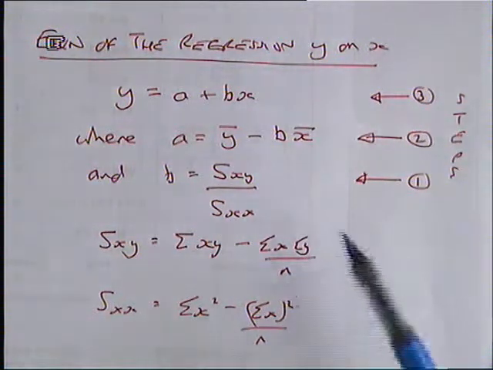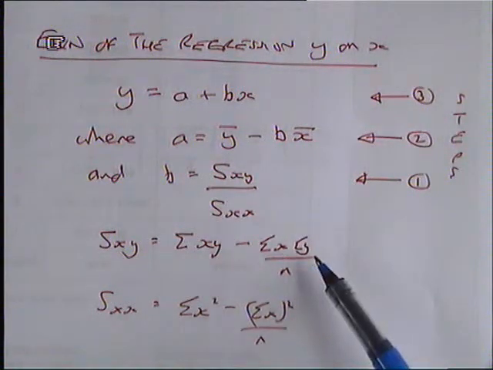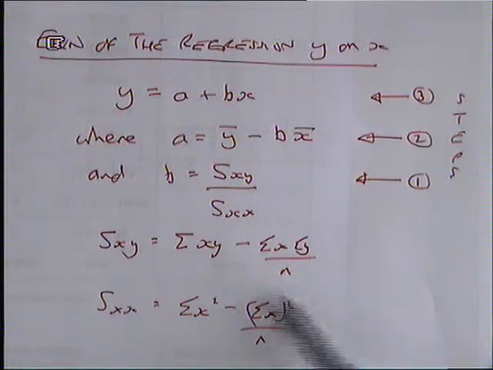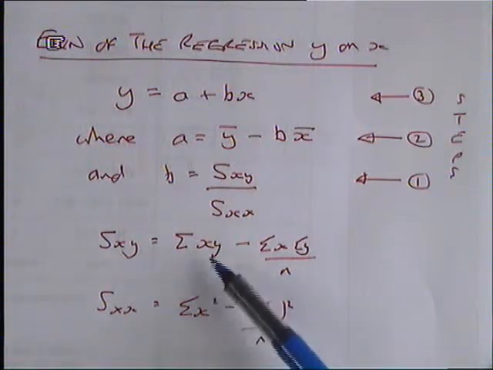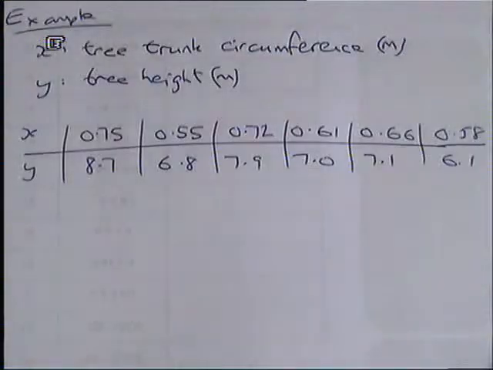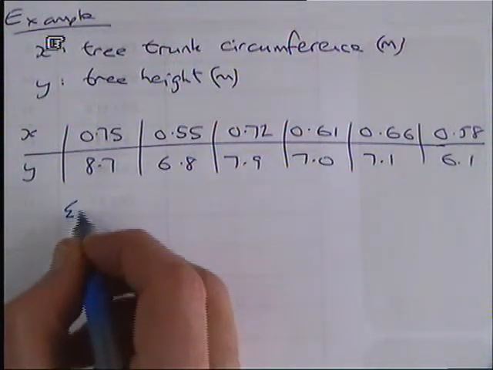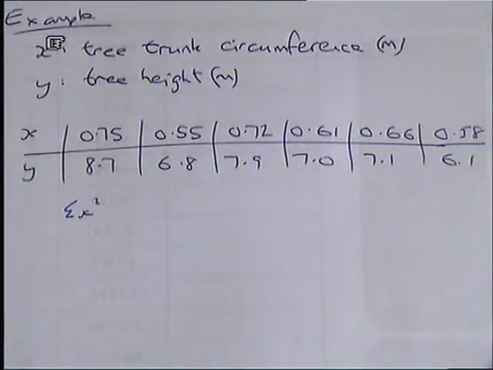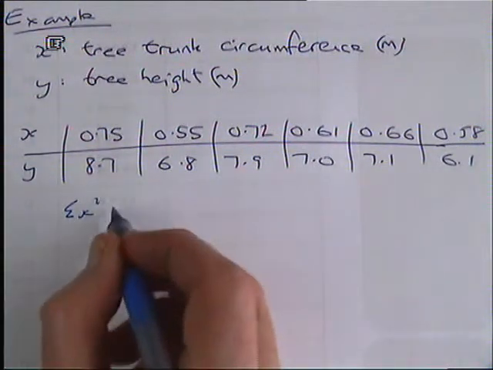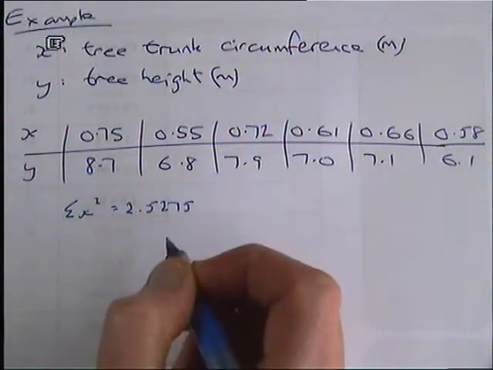Now what we need is sigma x, sigma y, n, sigma x squared and sigma xy. All of those things we need. And you could work them out. You could put the values in your calculator, or often in a question they will be given to you. Because in an A-level question it does take a lot of time to work these things out. So for the example here, I'm going to tell you what some of these values are.